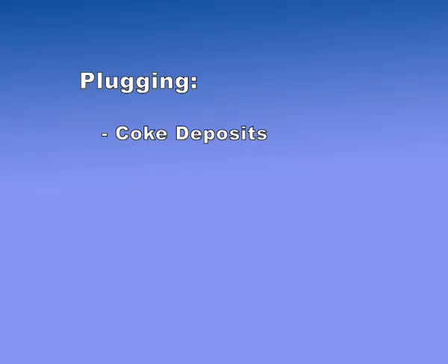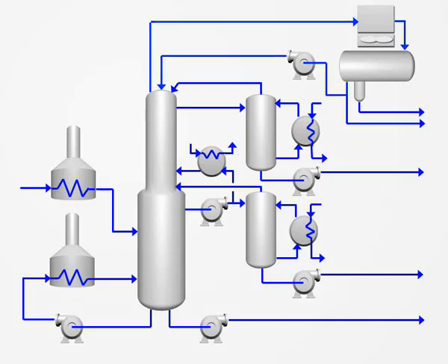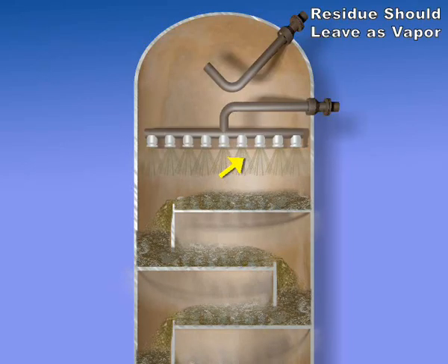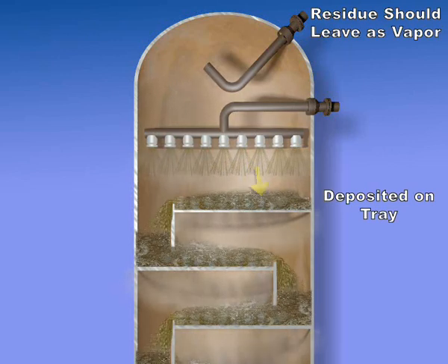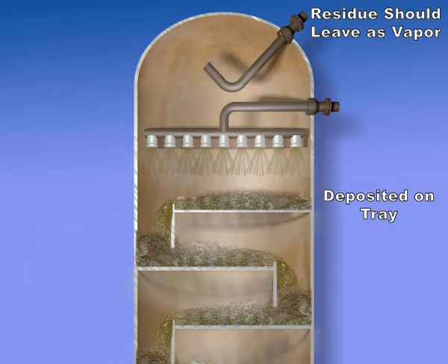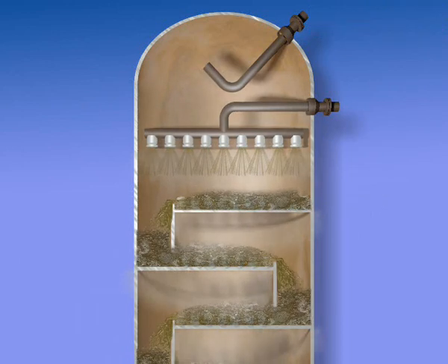Other causes of plugging of the trays include leaving salt deposits. This is referred to as fouling trays. When the overhead system is running too cool, residue that should have left as vapor from the top of the column is deposited on the trays. Besides the negative effect of the plugging, the metallurgical effects, like corrosion or the reaction between the metal and the salts, should be considered. Metallurgy is outside the scope of this presentation.